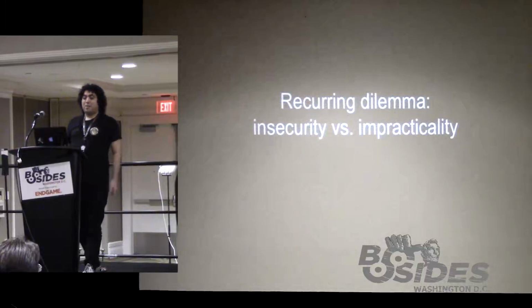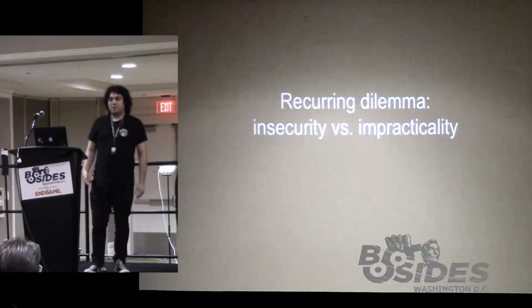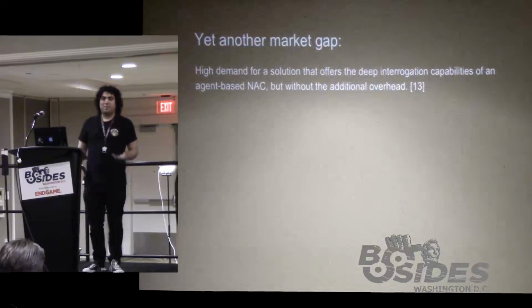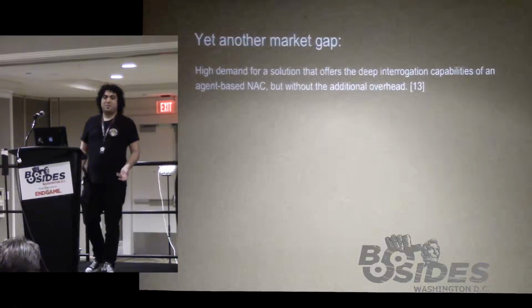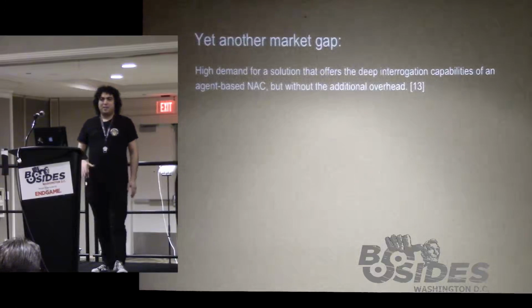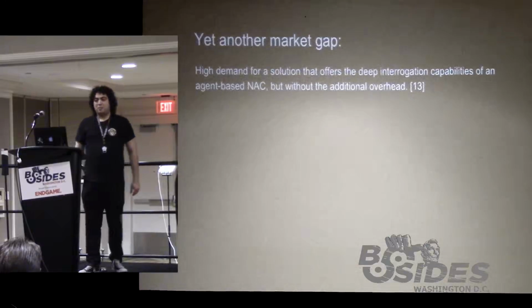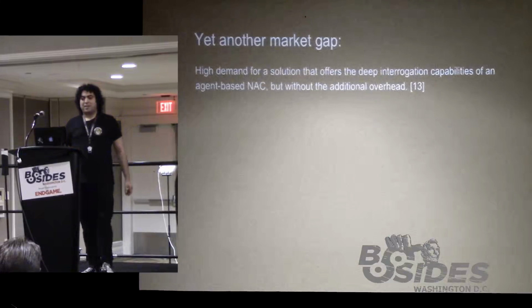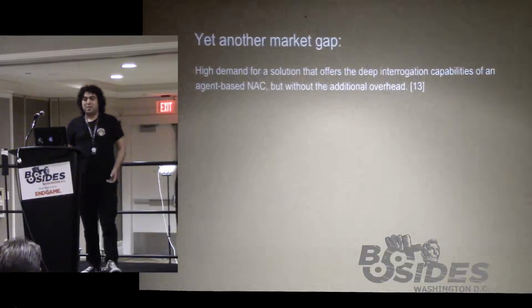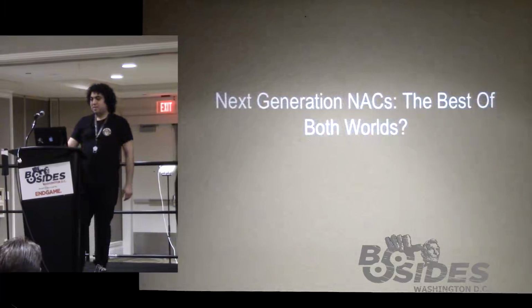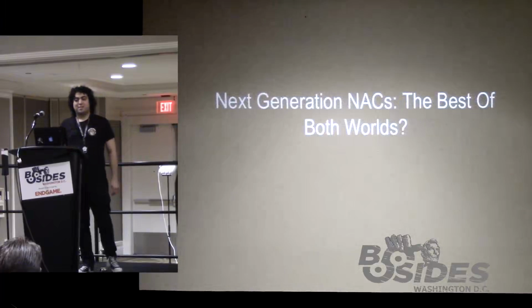So this leads us back to the same problem we looked at before. You have a recurring dilemma of security versus impracticality. On one side of the spectrum, you have highly effective solutions in the form of agent-based NACs. You also have very easy to deploy, but less than effective solutions in the form of agentless NACs. So this leads to another market gap, where there's a huge demand for a solution that can offer the deep interrogation capabilities you find with an agent-based NAC, but without all that additional overhead. This has led to the rise of the next generation NAC.